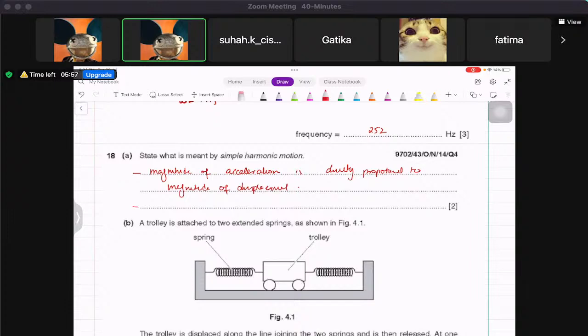Yes. Very good. So do we write it as 2 separate points or together? You can write it as 2 separate points. They will always give you the marks.